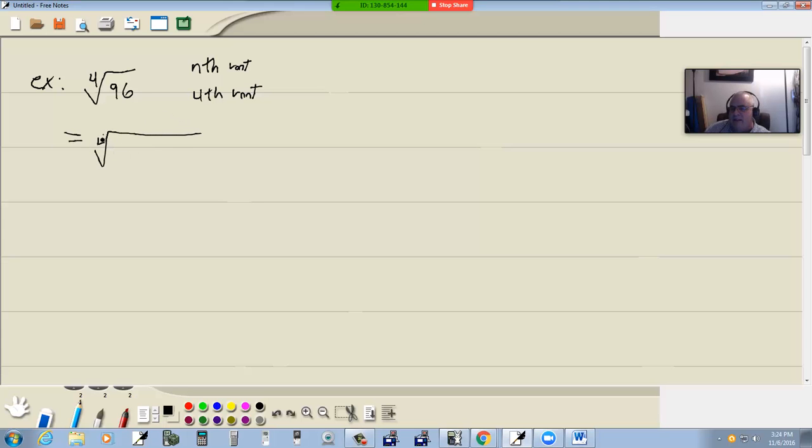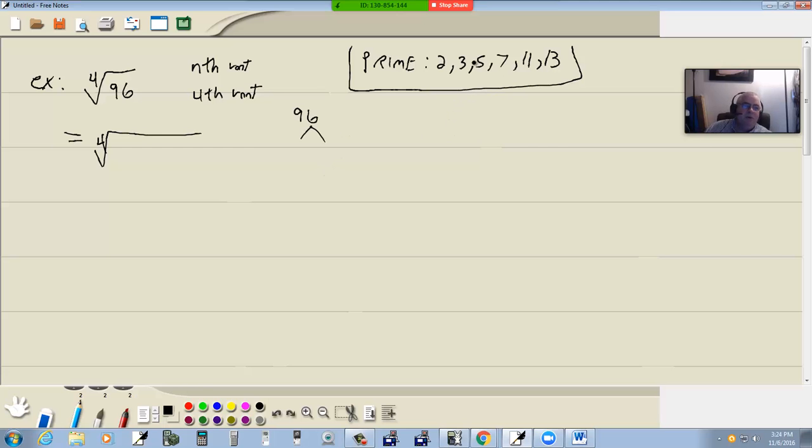Well, 96, if I do my prime factorization, and if you're not very good at prime factorization, you can do your tree breakdown. Remembering your primes are 2, 3, 5, 7, 11, sometimes 13. There's actually an infinite number of primes, but you'll find that probably 95% of the problems in algebra revolve around these first 6 primes. So I start with my first prime, the 2, and ask myself if this is divisible by 2. It is. 2 times 48.